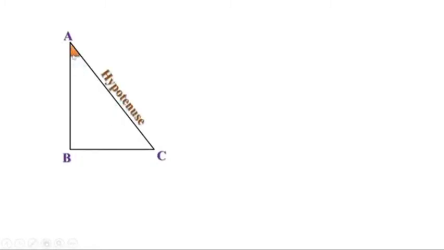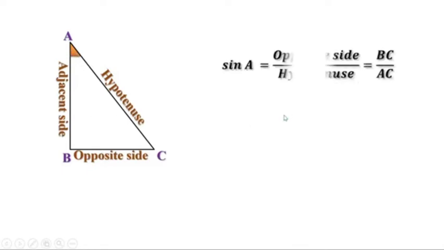Okay, so consider a triangle ABC. Hypotenuse is your AC, and with respect to angle A, BC is your opposite side. With respect to angle A, AB is your adjacent side. When we consider angle A, BC is the opposite side and AB is the adjacent side. Isn't it? Adjacent side means the side next to angle A, and opposite side means the side opposite to angle A. Okay, so first consider one right triangle.